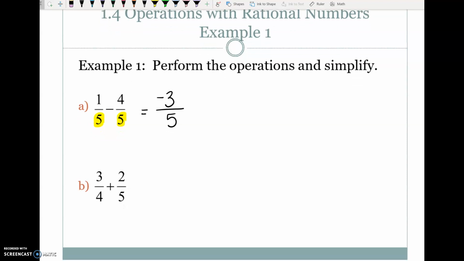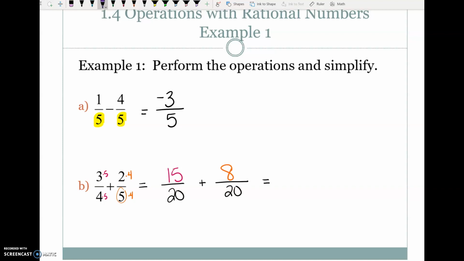3/4 plus 2/5. In this case, the denominators are not the same, so we need to create equivalent fractions that have the same denominator. When you think about 4 and 5, you can multiply those together to get 20. So we want this to be something 20ths plus something 20ths. To get that 4 to become 20, we did 4 times 5, so we need to do 3 times 5 to get 15. To make this 5 become 20, we did 5 times 4, so 2 times 4 is 8.